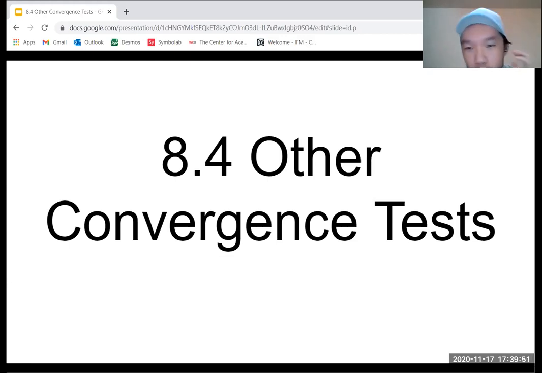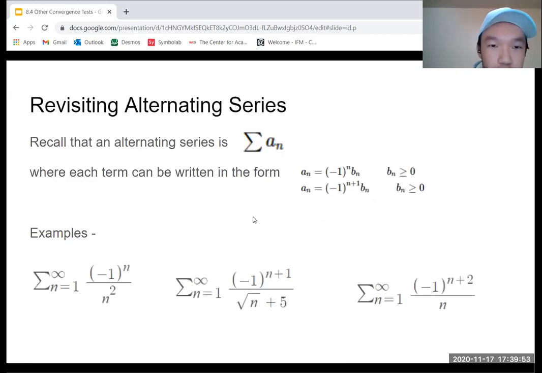So let's look at what we're going to do today. All right, revisiting alternating series. Alternating series, we've seen these before, right? Alternating series are series where as you go from one term to the next, you switch signs. You can tell an alternating series is an alternating series when you have the -1 to the power in the front. So you can see the notation here.